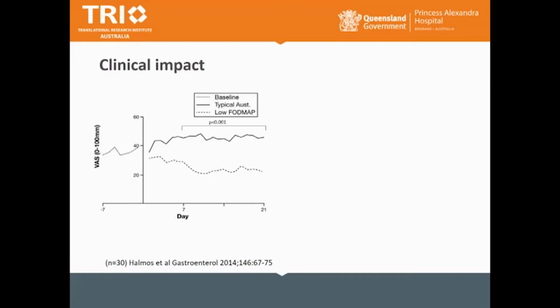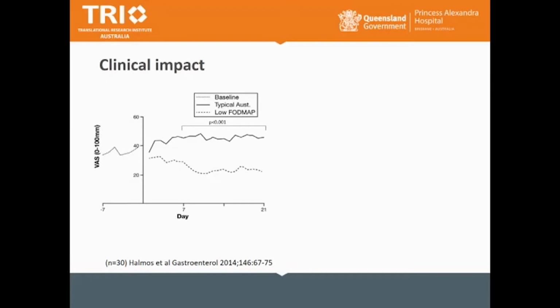And patients received a typical Australian diet or a low FODMAP diet. They were blinded to the interventions, they didn't know which one they were getting first, and then they measured their symptoms on this visual analogue scale. And you can see over a 3-week period on the low FODMAP diet, patients got better over time.